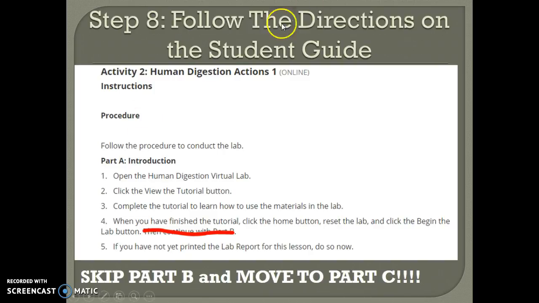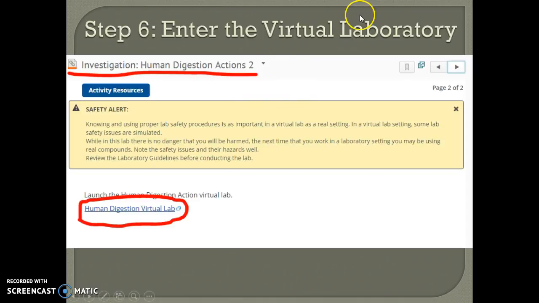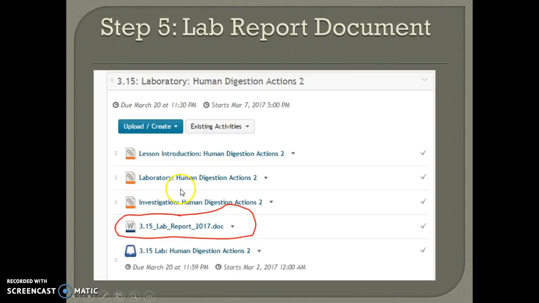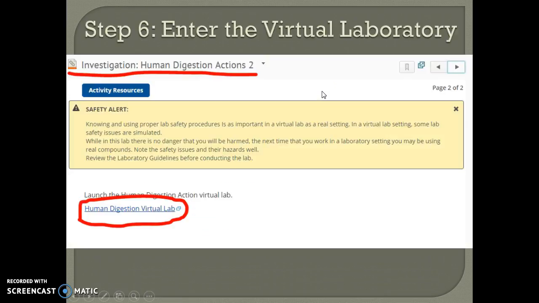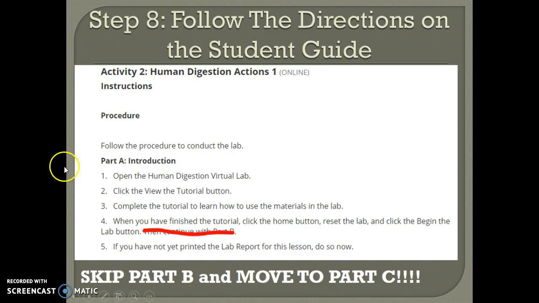When you are looking at the directions, this is the student guide. This student guide right here is going to be looking like this. You are going to do part A. Notice where it's crossed out in red. I will talk you through this. But you are actually going to skip a part in this lab. We're only going to make you do part of the lab.